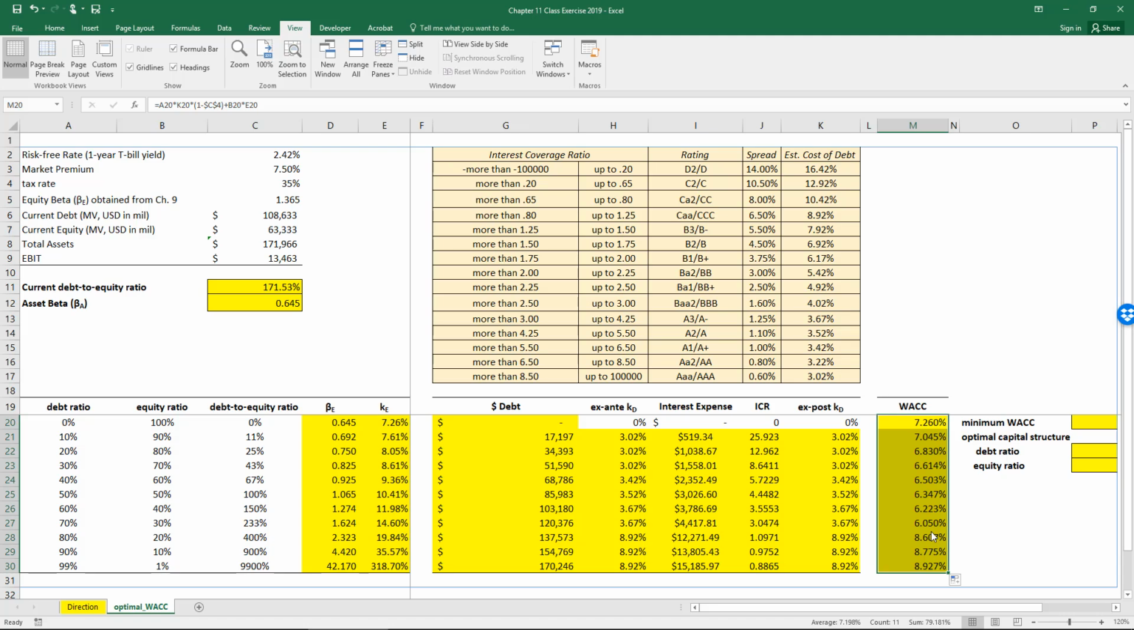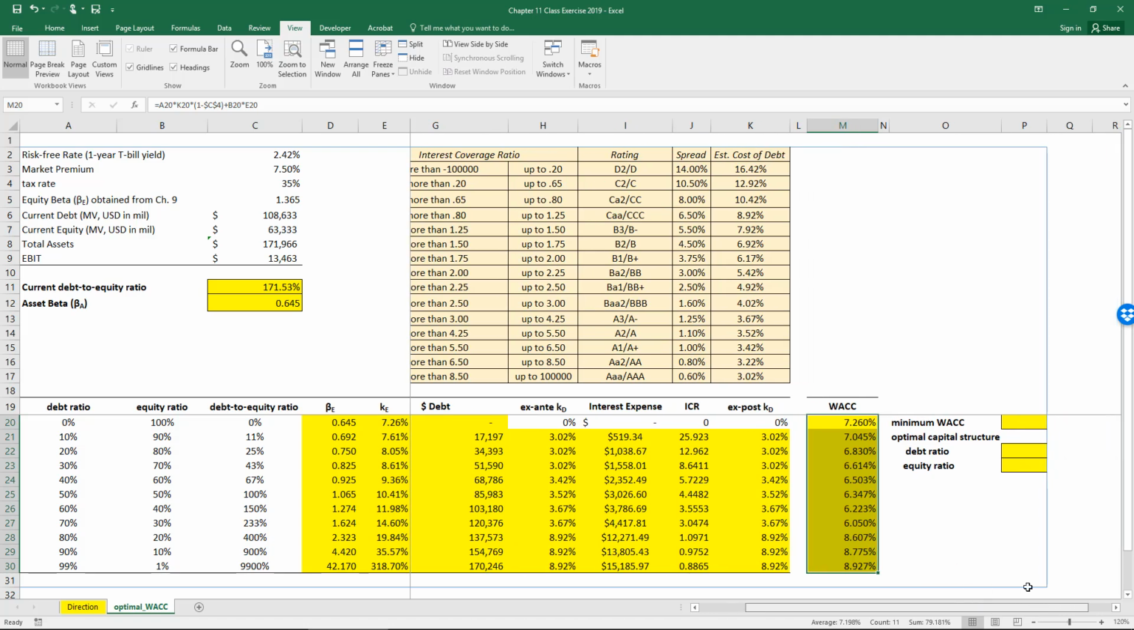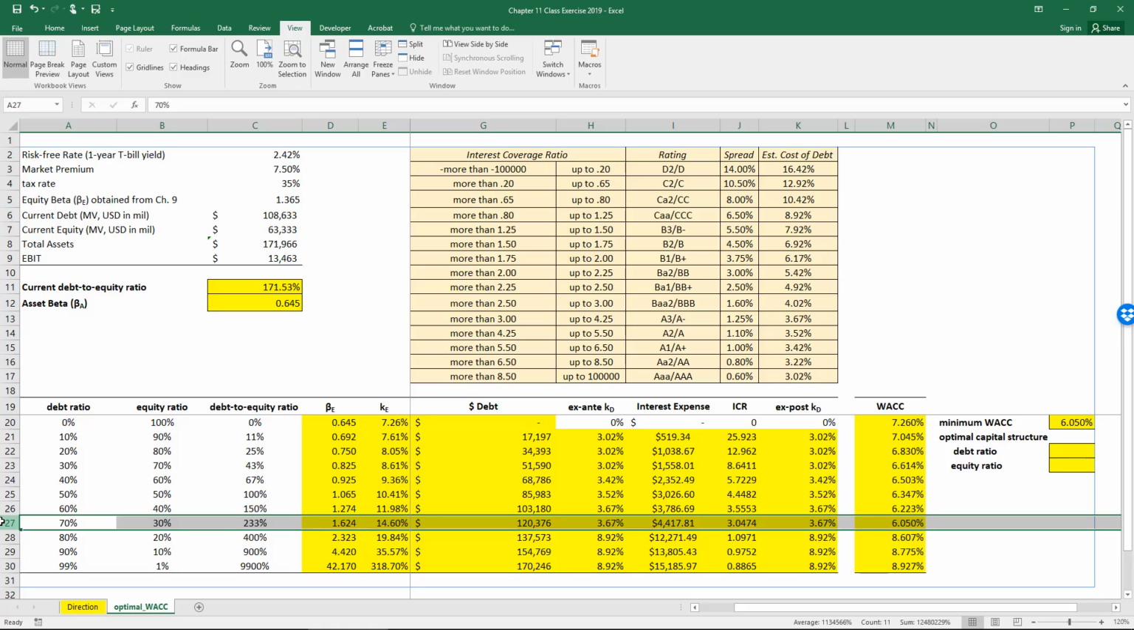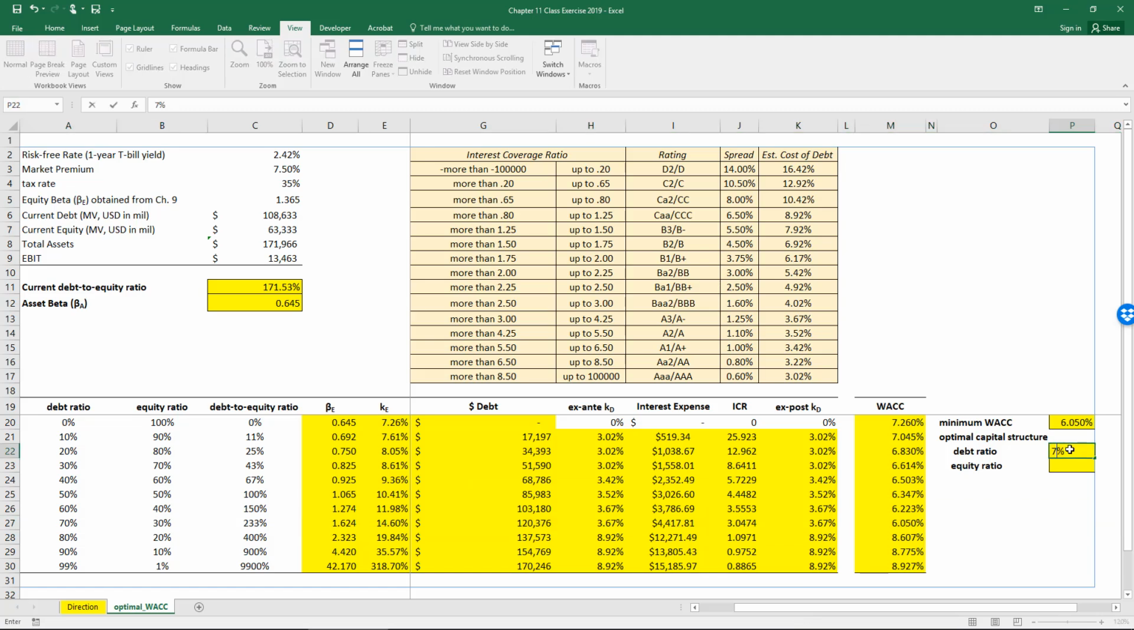and equity ratios. Now, what is the minimum WACC then? Minimum WACC in this case would be the minimum value. Of course, it's not exactly the minimum, but among the weighted average costs of capital that we computed, the minimum value would be 6.05%. And at that point, if you highlight this row, you will see that the debt ratio at this point would be 70%.